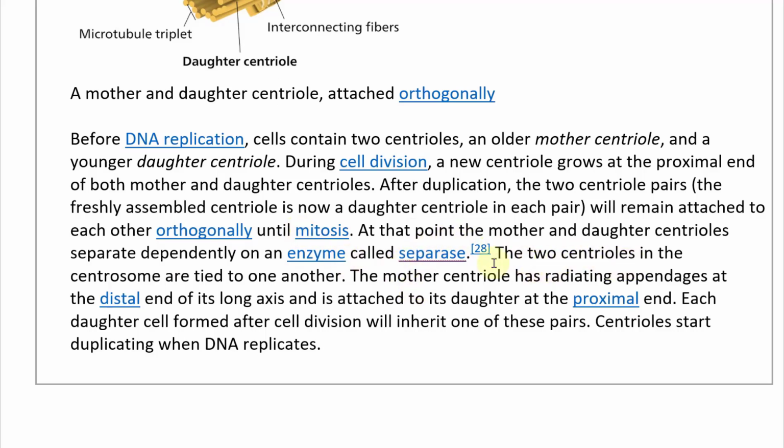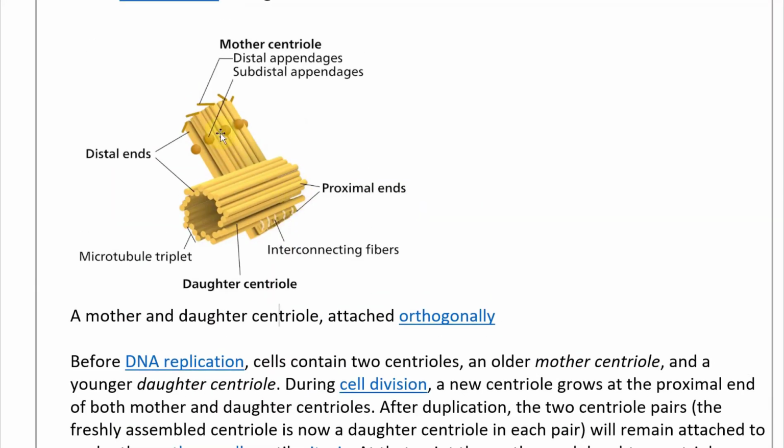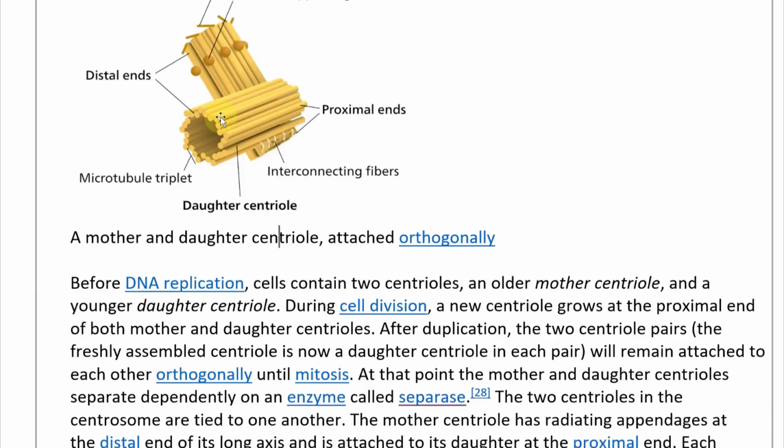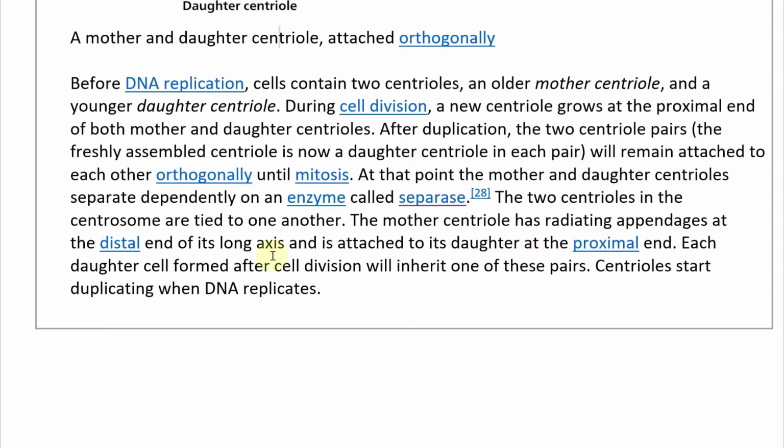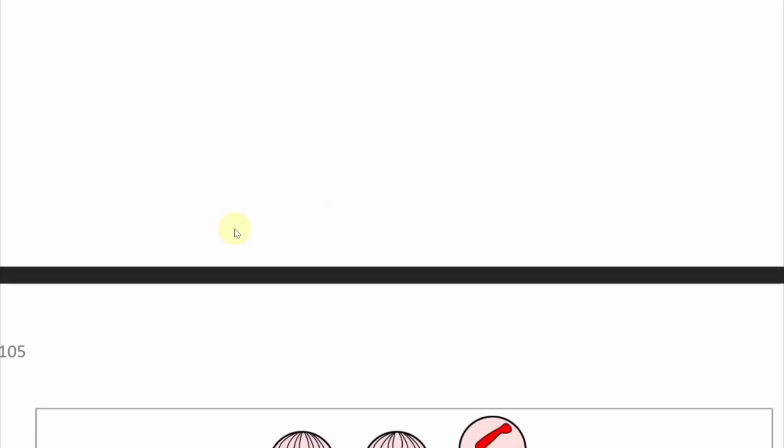So the two centrioles in the centrosome are tied to one another. The mother centriole has radiating appendages at the distal end of its long axis and is attached to its daughter at the proximal end. Attached here, and then has these far away appendages on it. And each daughter cell formed after cell division will inherit one of these pairs. So we'll have either one or the other. And centrioles start duplicating when DNA replicates.